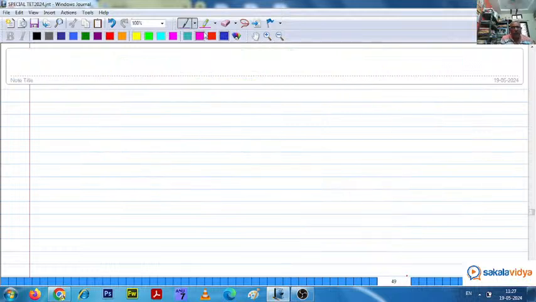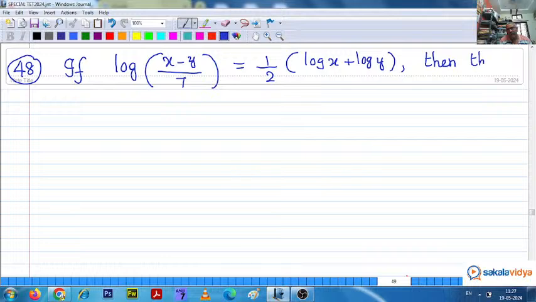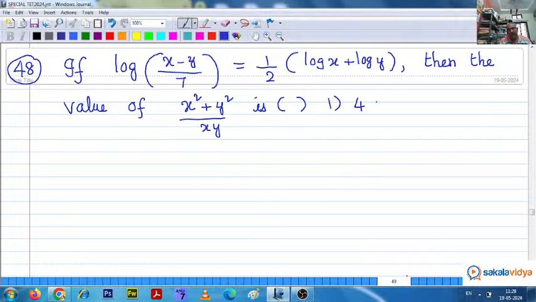Okay. Now the 48th question. If log of (x minus y) upon 7 is equal to half times (log x plus log y), then the value of (x square plus y square) upon xy is: first option 49, second option 48, third option 50, fourth option 47.